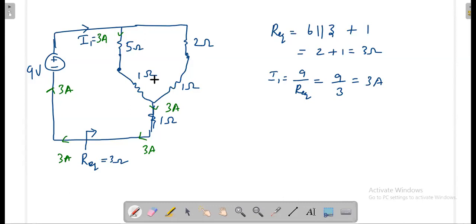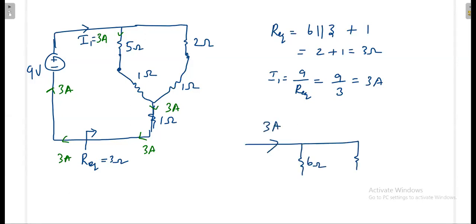Once you apply the plus 1, you can write the current is going like this, 3 ampere. Now once you apply the current division here, please do not consider this resistance, because here the current will be the same. If you apply the current division, here 1 ampere will come, here 2 ampere will come. Okay, here 1 ampere and 2 ampere.